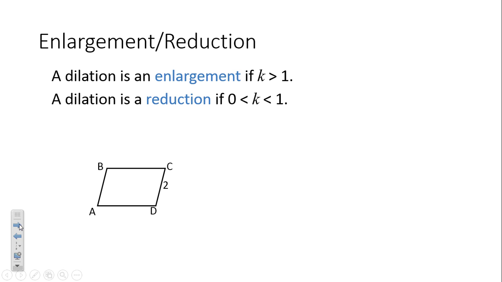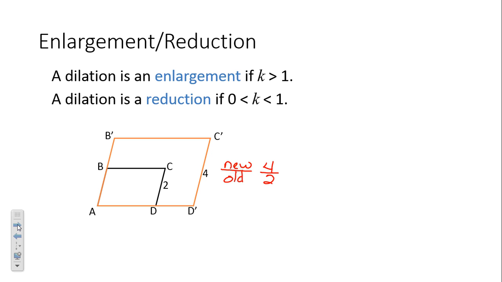So here's an original image, pre-image. And now we have performed a dilation on it. So here's our final image. What is K here? Greater than 1 because it's enlarged, right? So my original side CD was 2. My new side CD is 4. So what's my scale factor here? 2. Okay.